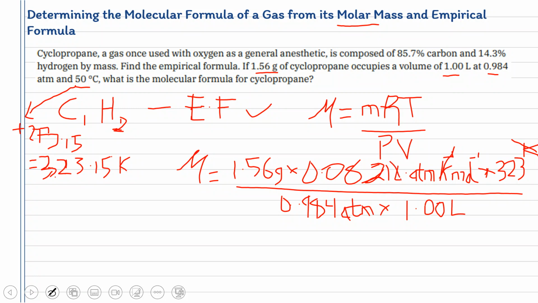Straight away, this liter here is going to cancel this liter. This ATM is going to cancel this, and this is why I read the formula, so that you know that it cancels out every day. Once your units match, it means you're doing the right thing. So look at the units we're left with. We're left with grams here, and we're left with per mole. Per mole is the same as 1 over mole. And that is right. We're solving for molecular mass. We're supposed to have grams per mole as our answer.